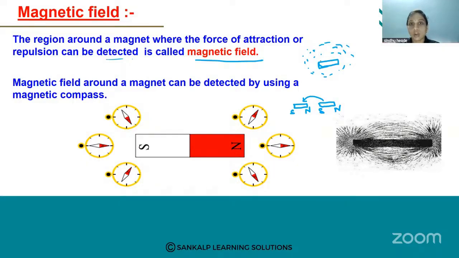That is called magnetic field. Okay, that is called magnetic field. So, according to the definition of magnetic field, it is the region around a magnet where the force of attraction or repulsion takes place.